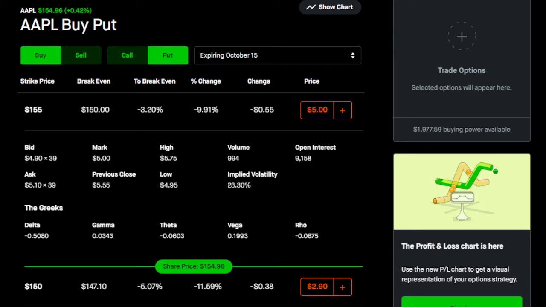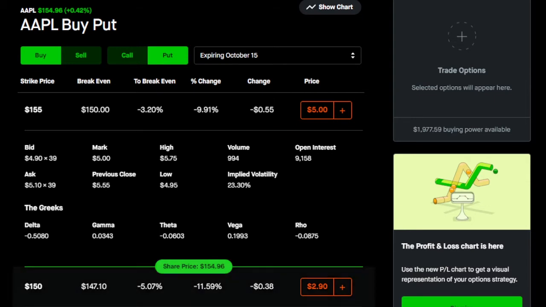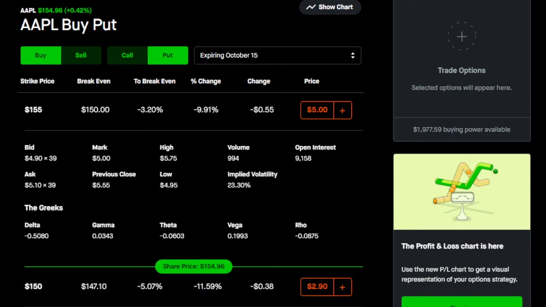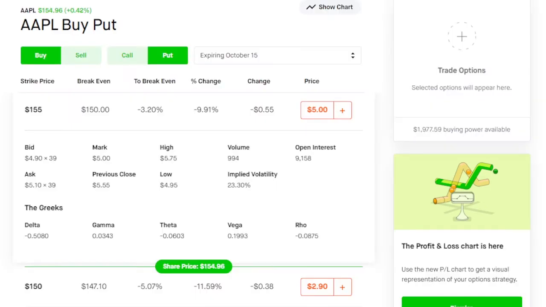Our next Greek, gamma, measures the rate of change in an option's delta per $1 change in the price of the stock. So a gamma here of 0.03 means that a $1 move in the stock price will change the delta of this option contract by 0.034. Gamma is both the largest and most sensitive for at-the-money contracts. That basically means that you can expect to see the largest changes in delta for at-the-money contracts.